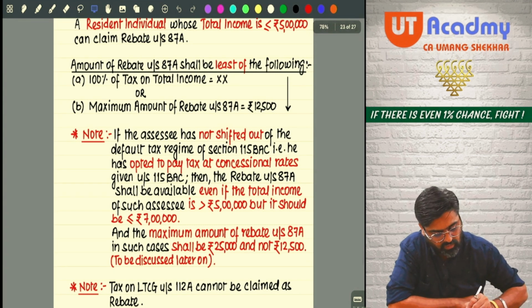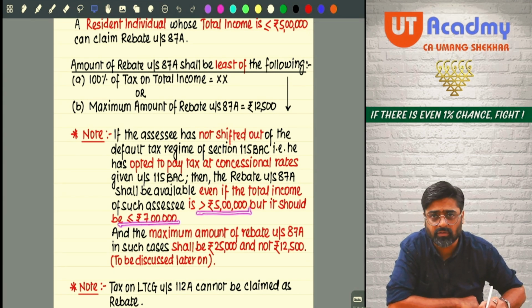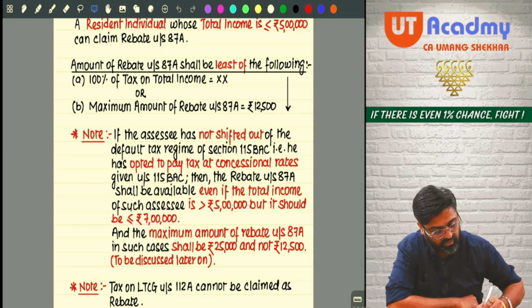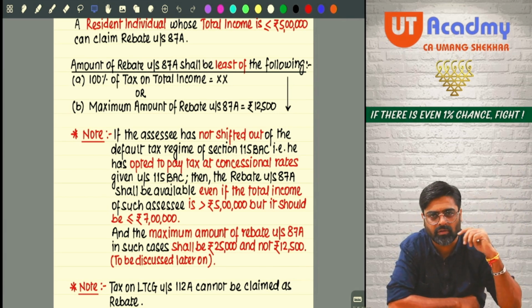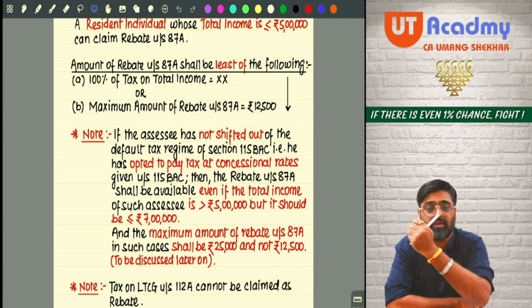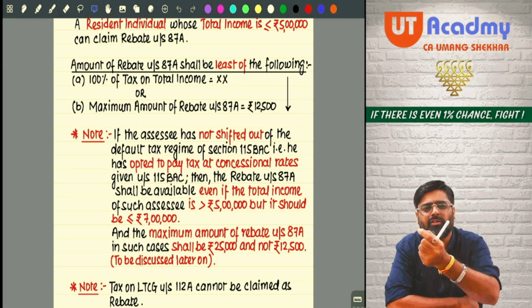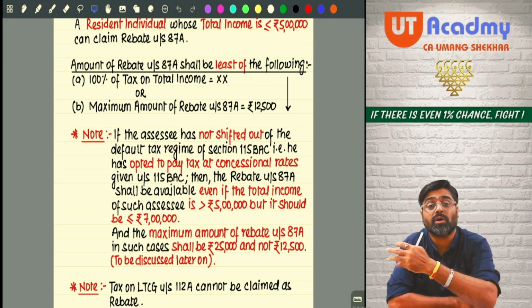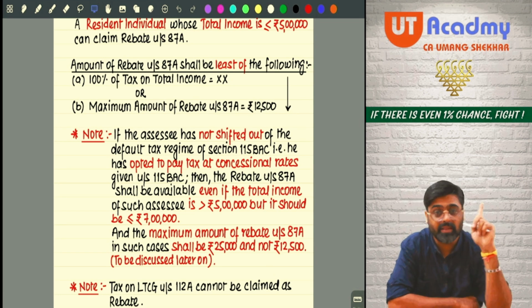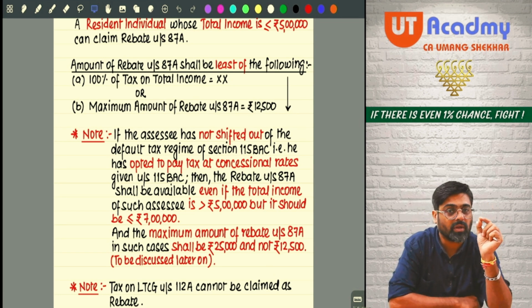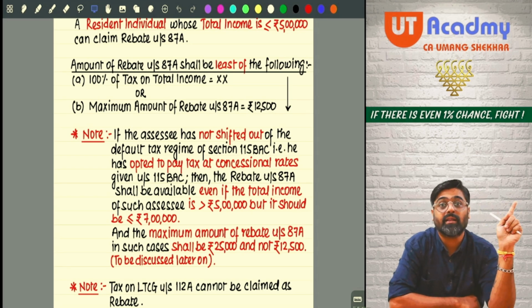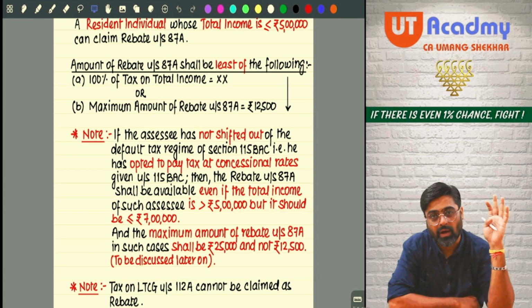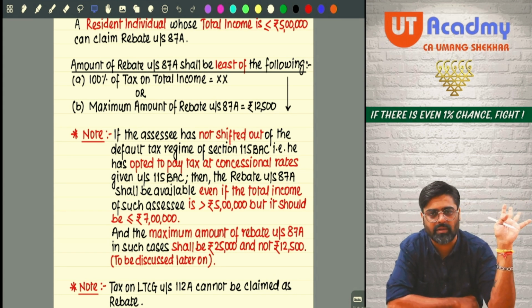The limit will change. It will be 7 lakh instead of 5 lakhs. And the maximum rebate can be claimed up to 25,000 instead of 12,500. That we are going to study in 115BAC also. And here if your total income exceeds 5 lakhs by a very small margin, then you will stop getting the rebate. But there under 115BAC, if your total income exceeds slightly over 7 lakh, still you will get the rebate over there. How much you will get, how you will get, what rebate you will get, you will learn there. Okay.